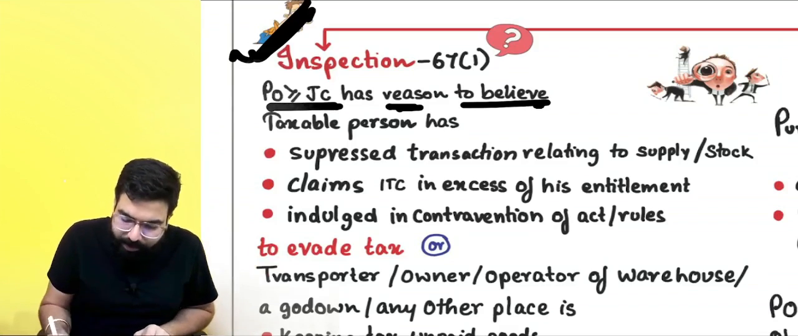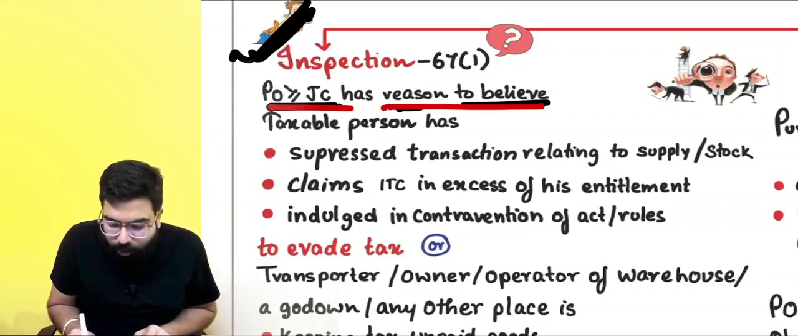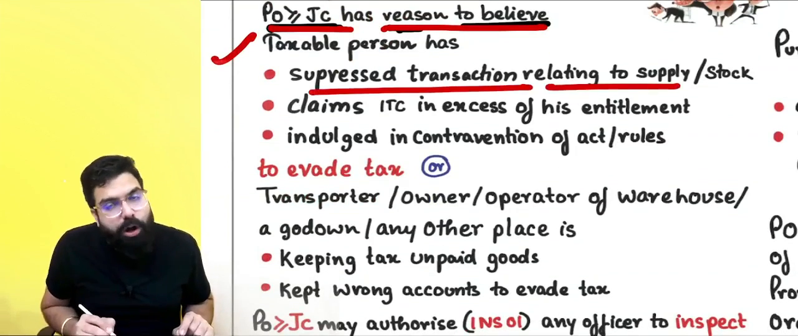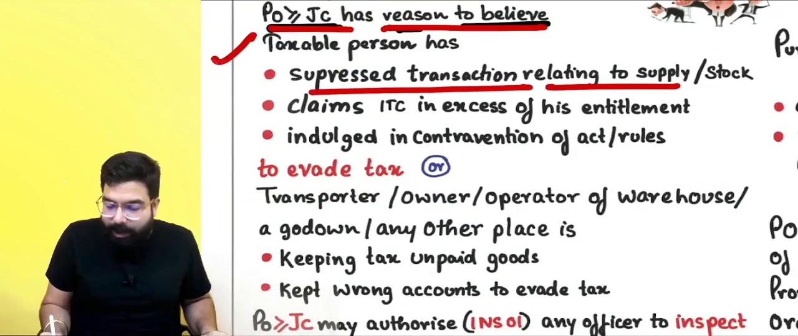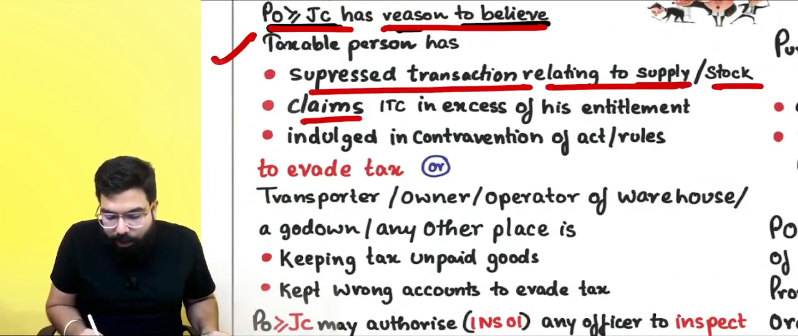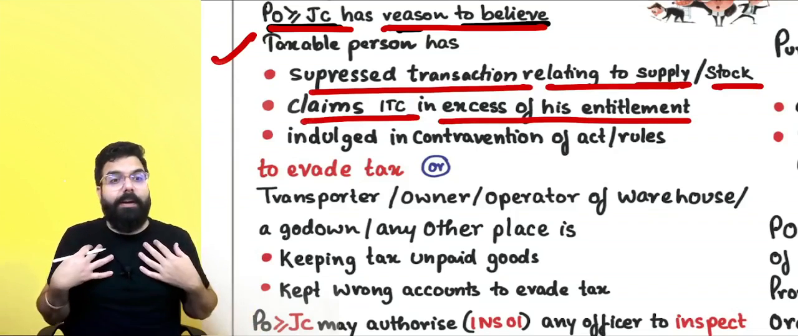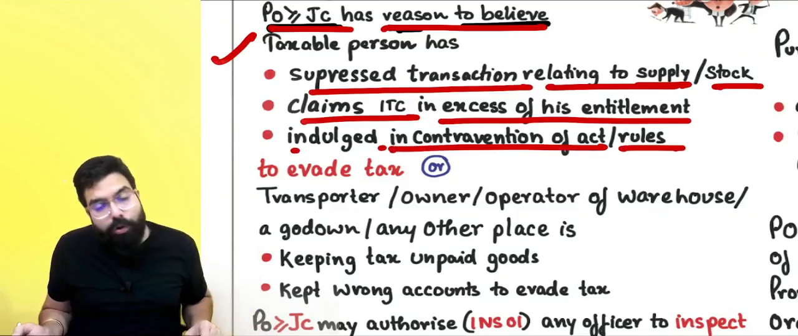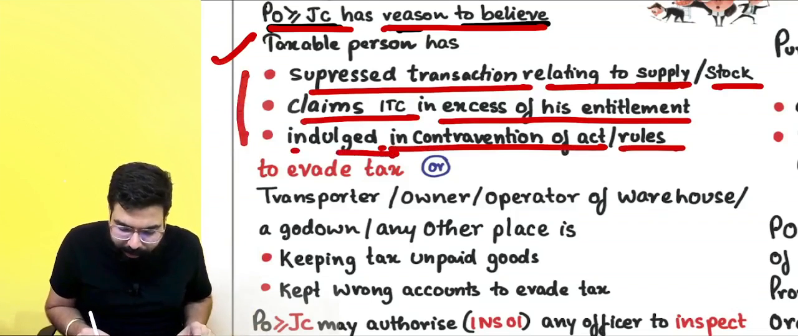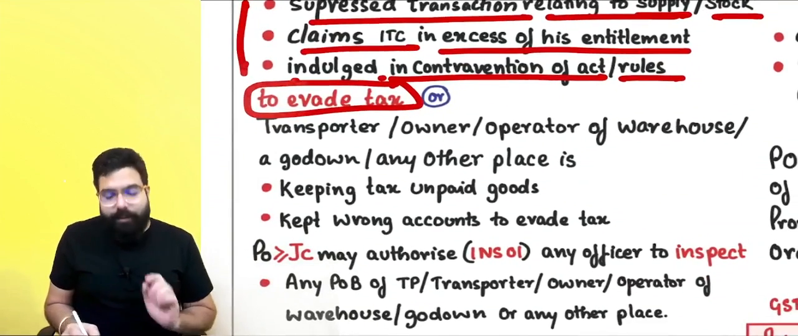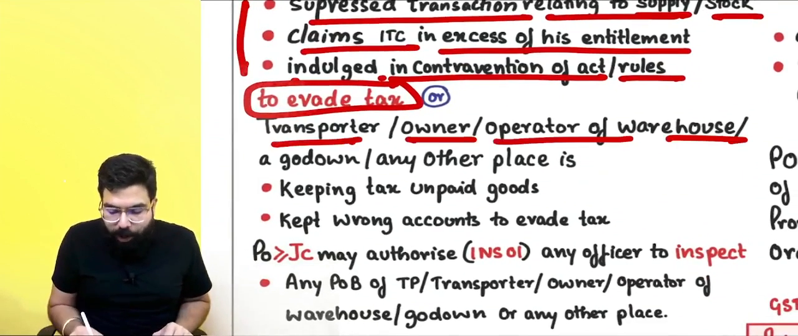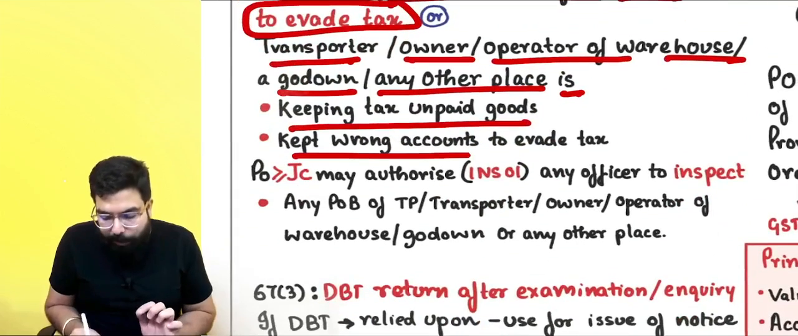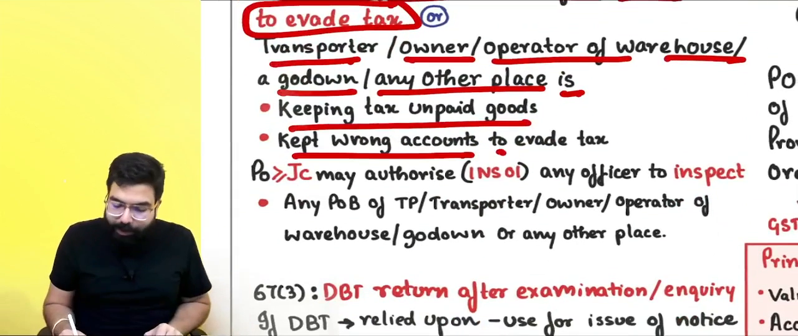Proper officer greater than or equal to joint commissioner has reason to believe that a taxable person has suppressed transactions relating to supply or stock, or he claims ITC in excess of his entitlement, or I have indulged in contravention of the act or rules. And why am I doing all this? To evade tax. Or there is a transporter, owner, operator of warehouse or godown or any other place keeping tax unpaid goods or keeping wrong accounts. Again, why? To evade tax.